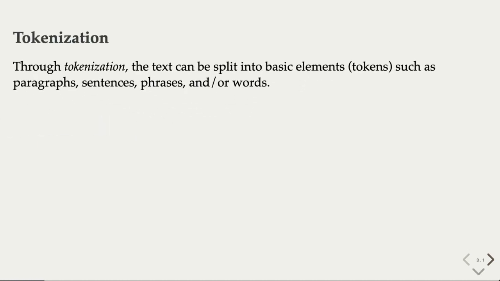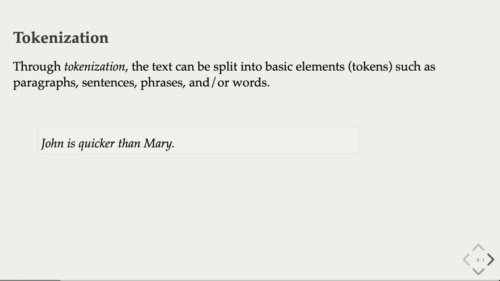The very first step of vectorization is tokenization. Through tokenization, the text can be split into basic elements such as single words, phrases, sentences, or paragraphs. Taking single words as basic elements, look at the example here, John is quicker than Mary. The basic approach is the bag of words approach, which assumes as if the order of the text doesn't matter. And we are going to break this sentence into pieces of words where the order doesn't matter.